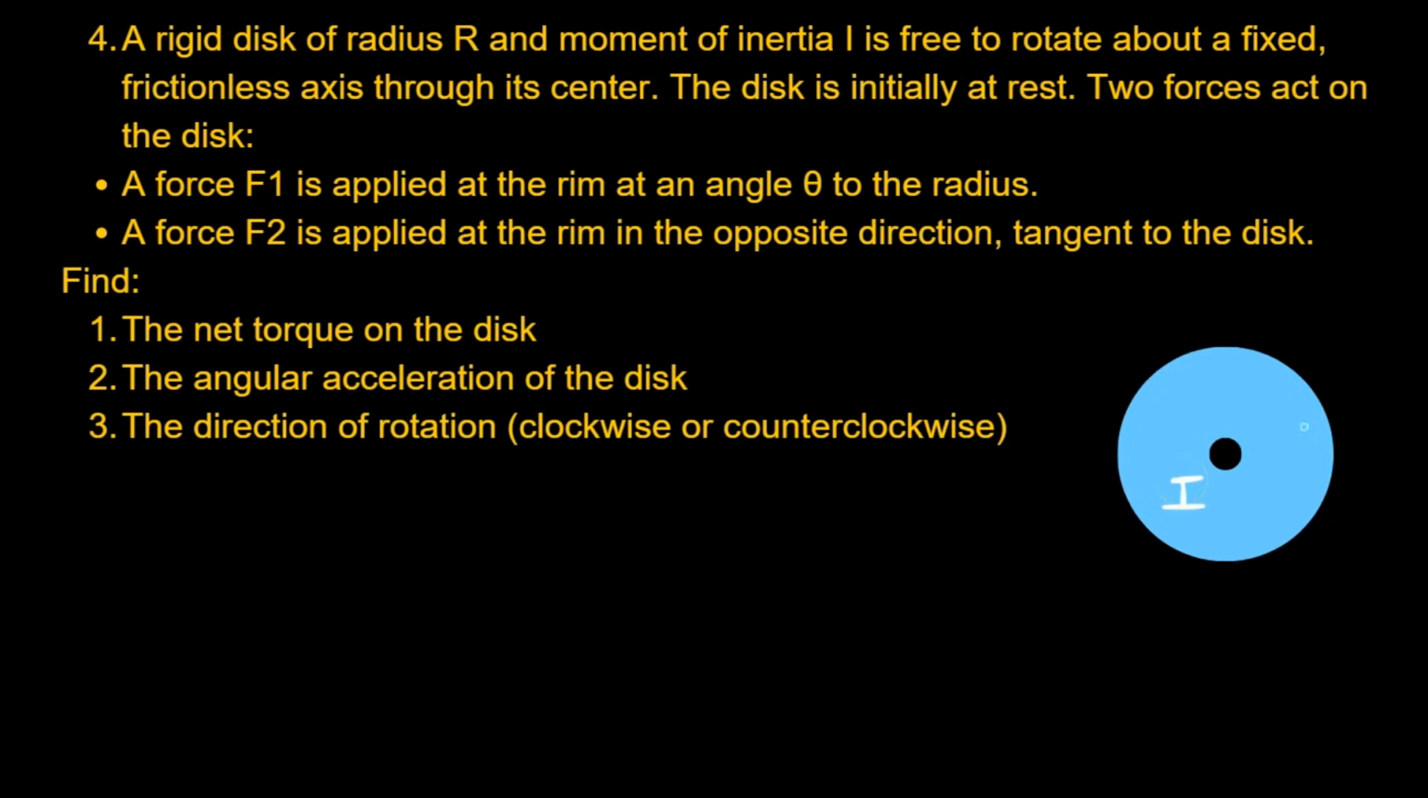Our system is going to be this disk, and our axis of rotation is the center of this disk. Now we're going to draw the forces exerting a torque on this disk. First, we have F1. So F1 is pushing this disk at an angle, and remember that only the perpendicular component of the force is exerting a torque, and we'll label that F1 perpendicular. And we have F2 also exerting a torque on this disk, but it's in the opposite direction, and we're going to label this force as F2. Just as a reminder that torque is equal to rF sine theta.